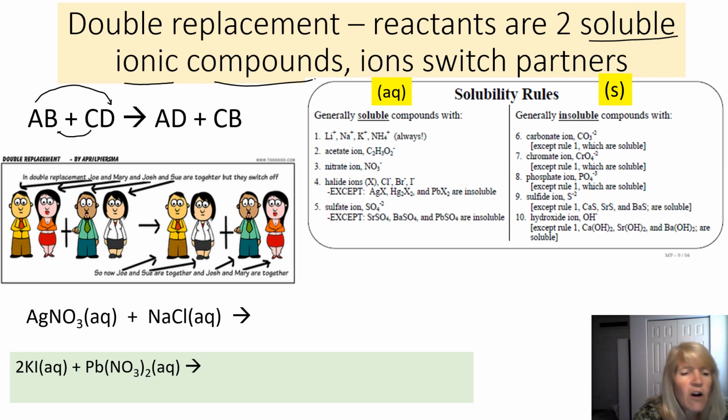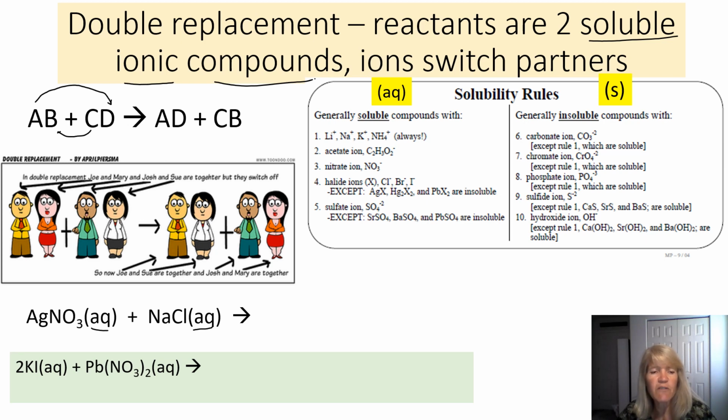In these, they're always aqueous. And the reason the reactants have to be aqueous is if they're not dissolved in water, the partners aren't freed up to switch. So when an ionic compound dissolves in water, the ions split apart and they're free to look for new partners. And so that's why they start out aqueous and then they can switch. So I left the products blank because I want to show you how you figure that out.